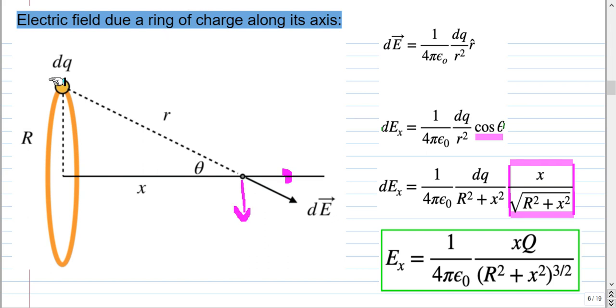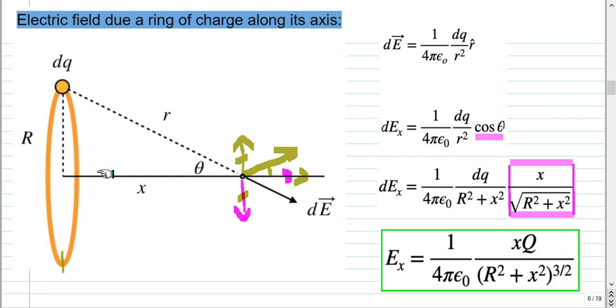If you take a diametrically opposite element, that is here, it will also produce an electric field at this point. The electric field will be in this direction. So this also can be split into two components, one along the axis and one vertically upwards. The angle made by this electric field vector is also theta by symmetry because we are choosing the diametrically opposite element. So the vertical components will cancel each other and the cos theta component will add.